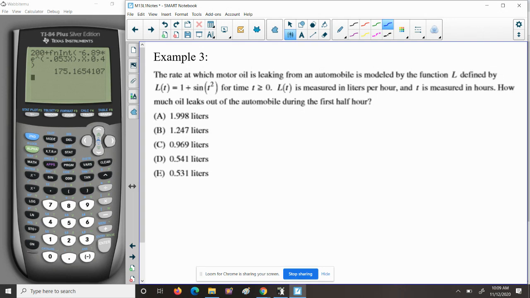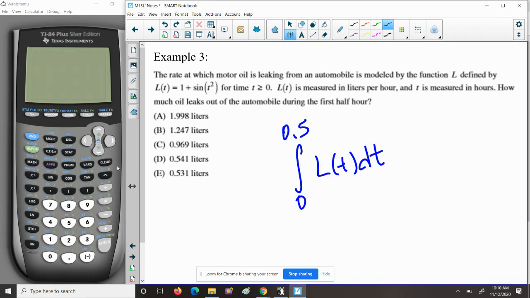So again, the integral is accumulation. So we want to find the integral from 0 to 0.5, that's that first half hour, of L of T. And that'll give us the total amount that leaked out during that time. So let's go over to our calculator.